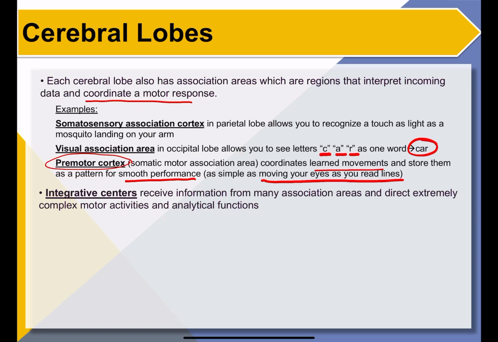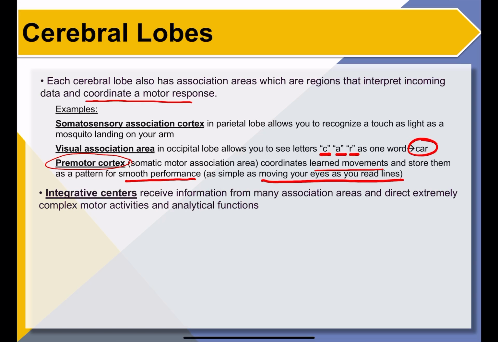All right. Now, to make things even more complex in the brain, other than these association areas, there's what we call specific integration centers that are responsible for receiving information from many association areas, and they are for directing extremely complex motor activities and analytical functions. Now, there are many integrative centers, but we're just going to mention two here because we don't want to get too complicated with too many things for you to know for this chapter.